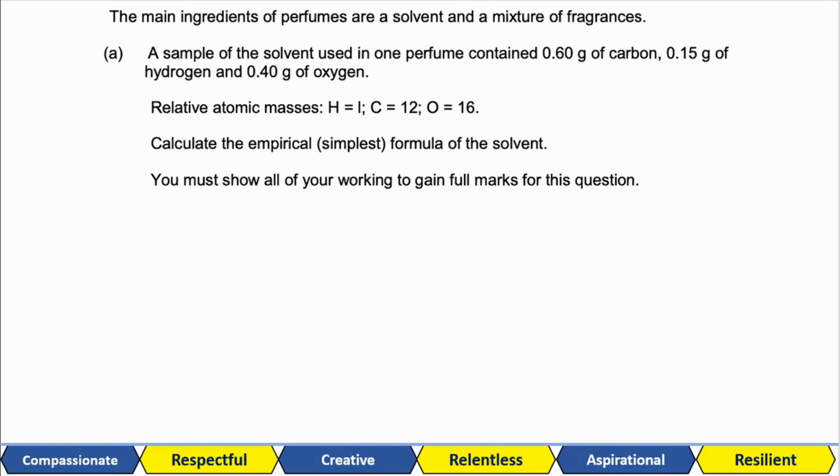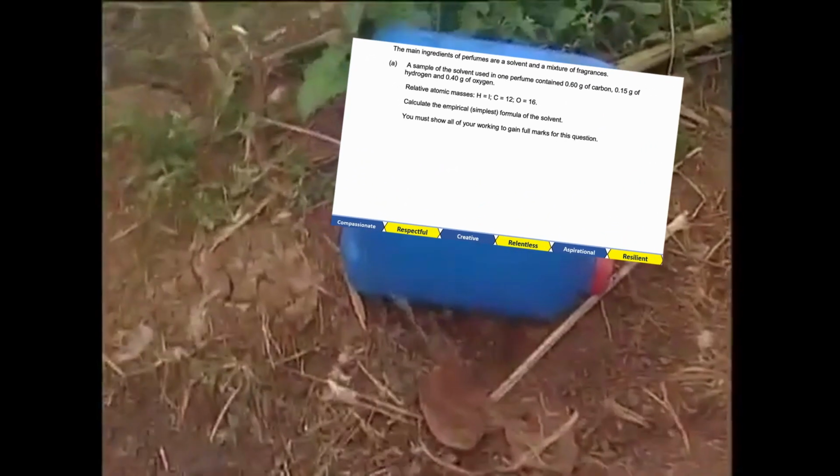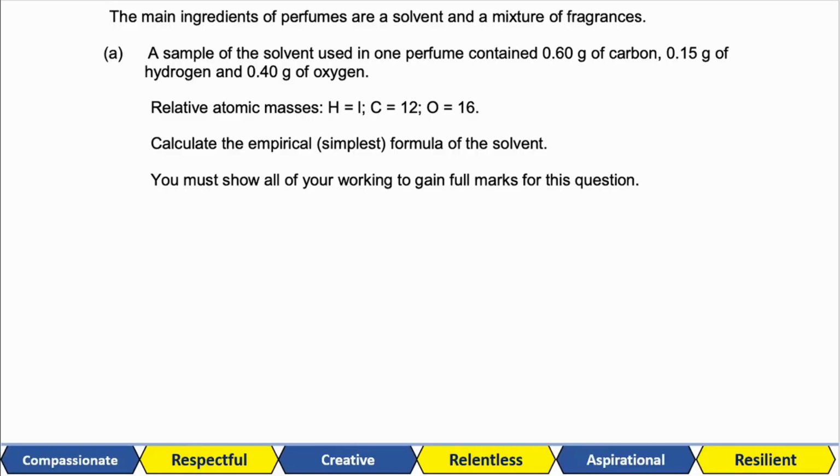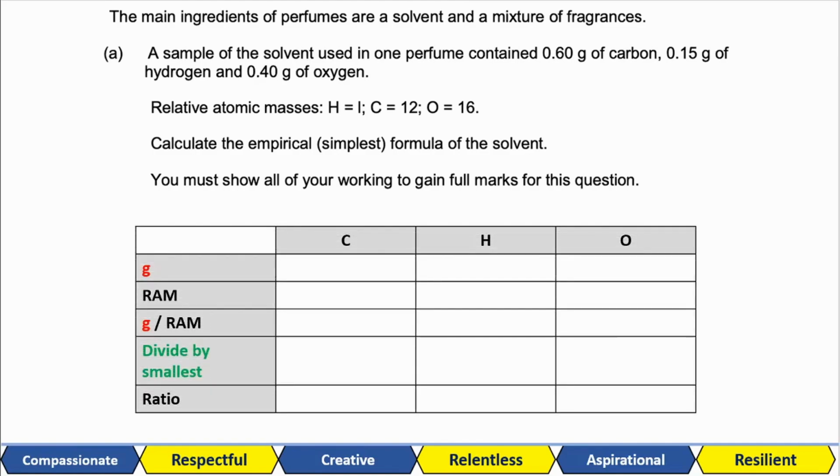In this question, you may notice that you've been given grams instead of percentages. What nonsense is this? Don't panic, don't panic. Just treat the masses exactly the same way we treated the percentages. So write out the grams here and then divide the grams by the RAM. It's exactly the same step, just treat the grams and percentages as interchangeable numbers. Now, pause the video and calculate the thing.